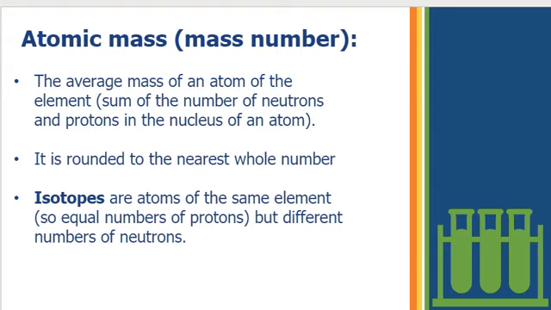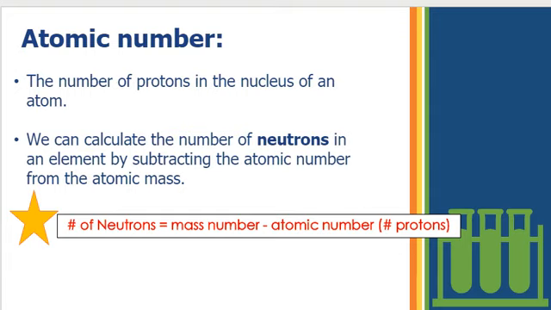Just a little bit more on the atomic mass. That's the mass number. It's the average mass of an atom of that element. So it's the sum of the number of neutrons and protons in the nucleus of an atom. It's rounded to the nearest whole number, and that nearest whole number is the mass number. Isotopes are atoms of the same element, so they have the same number of protons but a different number of neutrons. The atomic number, that top number on the periodic table, is always going to equal the number of protons in the nucleus of an atom.